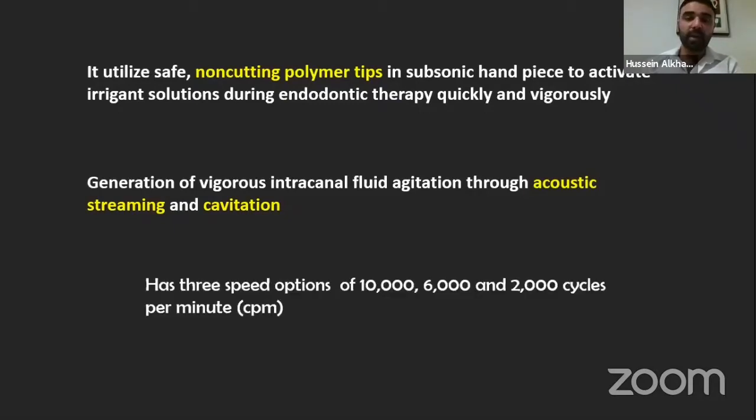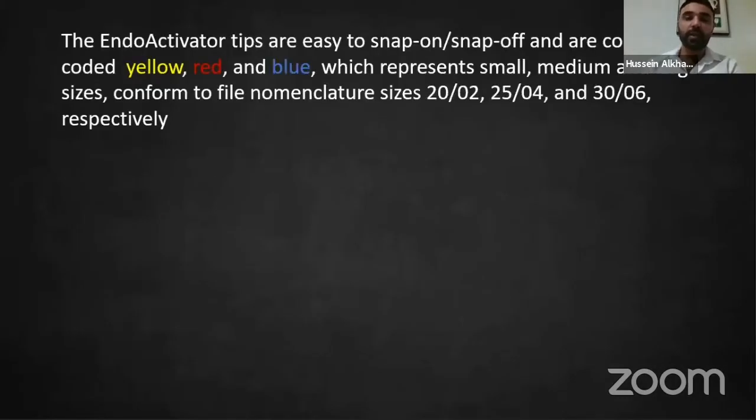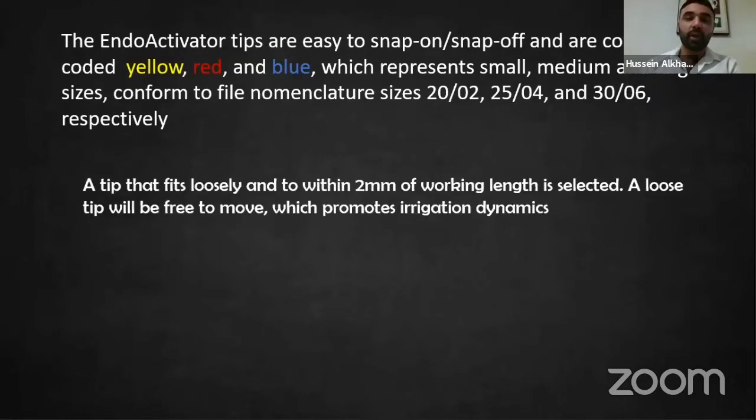This device has 3-speed options, which are 10,000, the default one, 6,000, and 2,000 cycles per minute. Also, it comes with various tip sizes, which are color coded: the yellow, red, and the blue one. We should use the tip that fits loosely within 2 to 3 millimeters of the working length and ensure that it will work freely and without any engagement to ensure maximum activation.